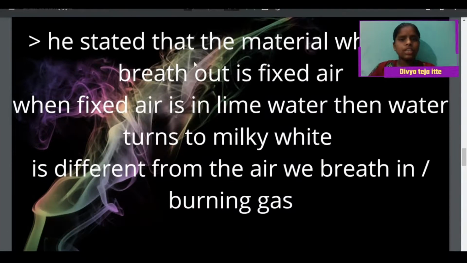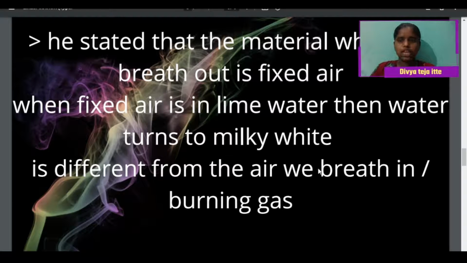He stated that the material which we breathe out is fixed air, which is nothing but CO2. When this fixed air is passed into lime water, the lime water turns milky white. This fixed air is different from the air we breathe in, the burning gas.